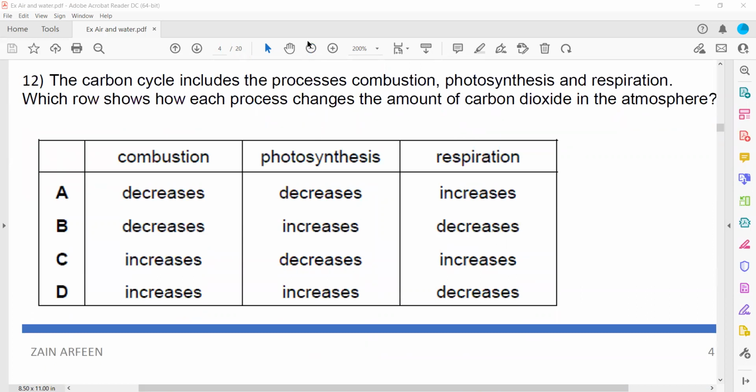The carbon cycle includes the processes of combustion, photosynthesis, and respiration. Which row shows how the processes change the amount of carbon dioxide? If we burn, the amount of carbon dioxide will increase. In photosynthesis, green plants absorb carbon dioxide, so the amount of carbon dioxide will decrease. In respiration, glucose breaks down in the presence of oxygen, so the amount of carbon dioxide will increase. So increase, decrease, and increase. C will be the right answer.